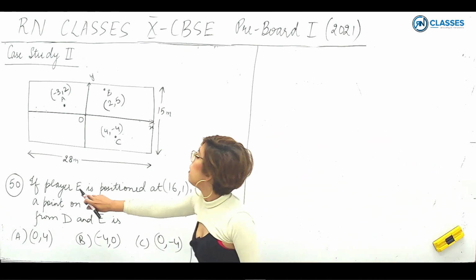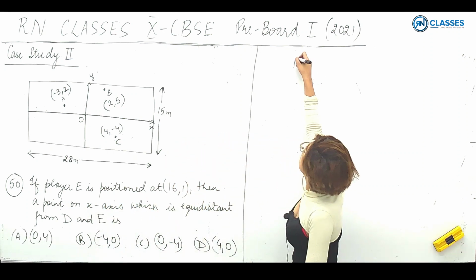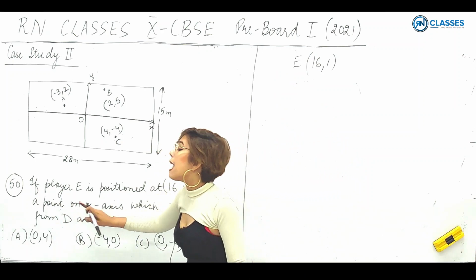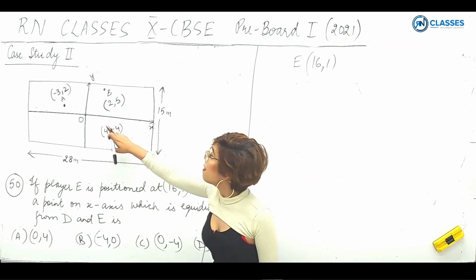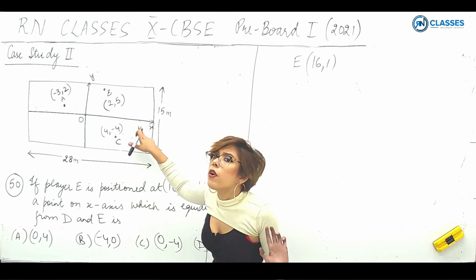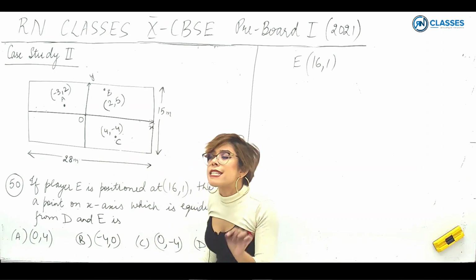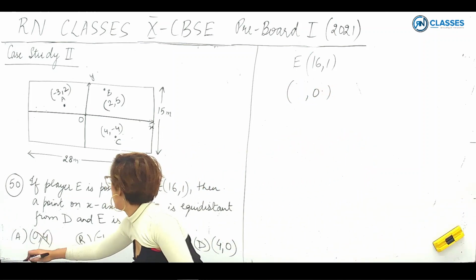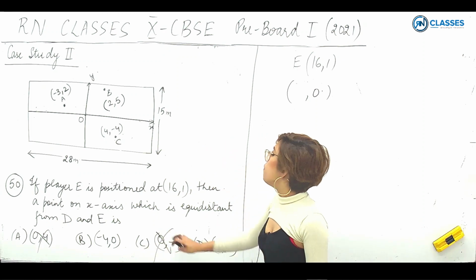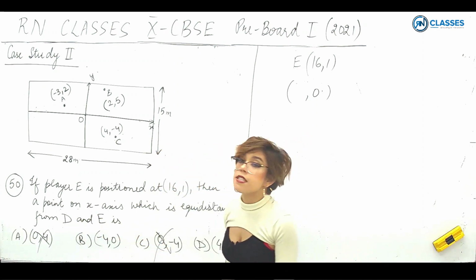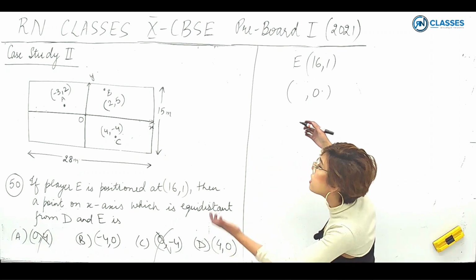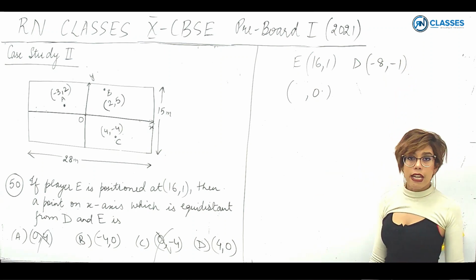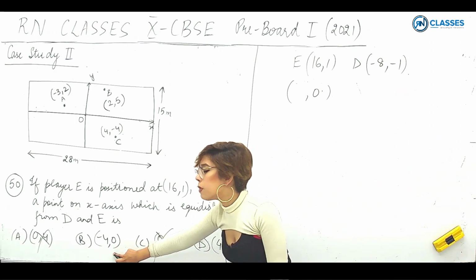He says if player E is positioned at this. Position of E is given, 16, 1, and then a point on the x-axis, that means a very nice point because I know its y-coordinate. Any point on the x-axis would have the y-coordinate as 0, right? So option A or option C anyway gets eliminated, which is equidistant from D and E. So let me write D as well, D we had found, this I remember now, it is minus 8 comma minus 1, right?